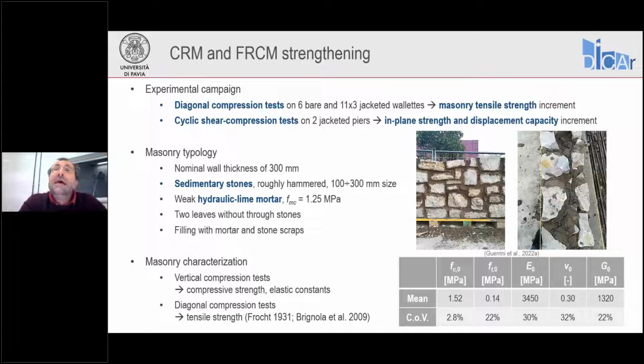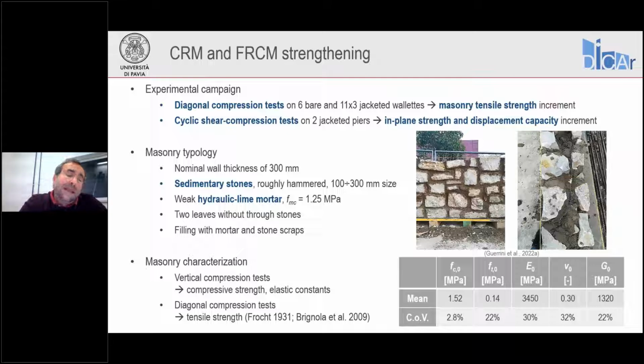Then we performed a cyclic shear compression test on 2 jacketed piers, and in this case we wanted to investigate not the strength of the masonry material, but how the lateral strength of the element was increasing thanks to this intervention, and especially how much the lateral displacement capacity was affected by the intervention.